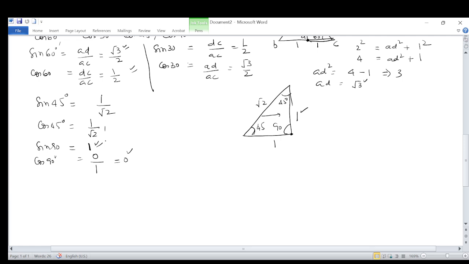In the same way, for theoretical physics you have to remember the values of sine, cosine or tangent. One thing I've already told you: tangent is derived from sine and cosine. So if you are asked what tan 60 is, you write sine 60 upon cos 60, and you will get the value. It becomes root 3, and its reverse is 1 upon root 3.